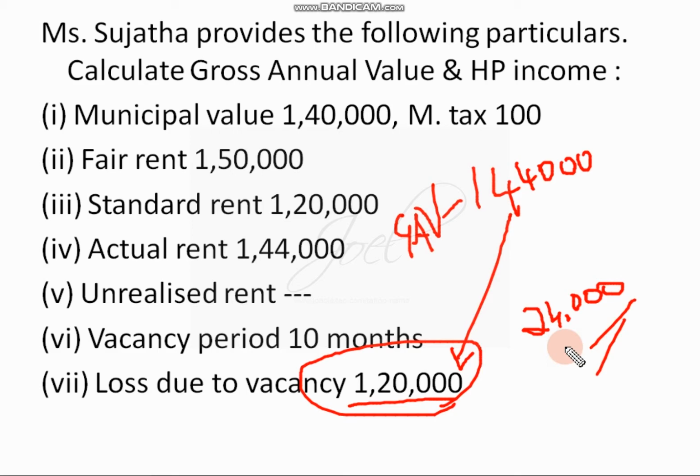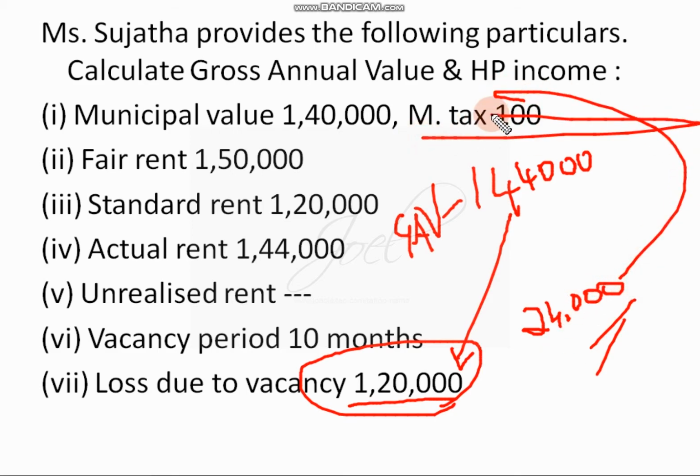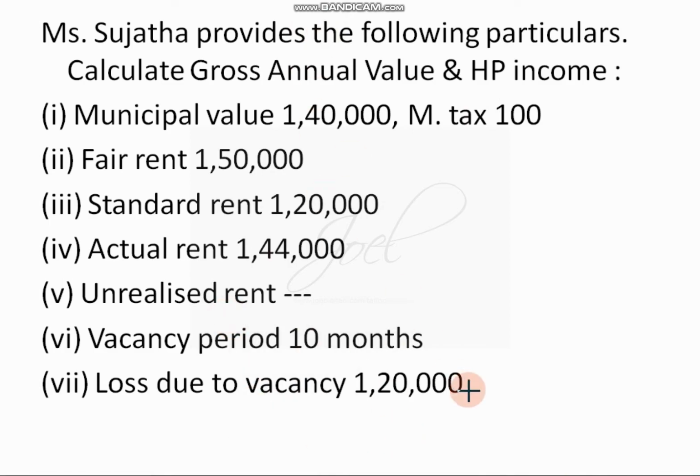From gross annual value, one deduction is there, that is municipal tax. Municipal tax is a deduction that I have to deduct, so I'll arrive at annual value. From annual value, there are two deductions: 30% standard deduction, and the other is interest on housing loan, which is not there in this problem. We'll see the solution.